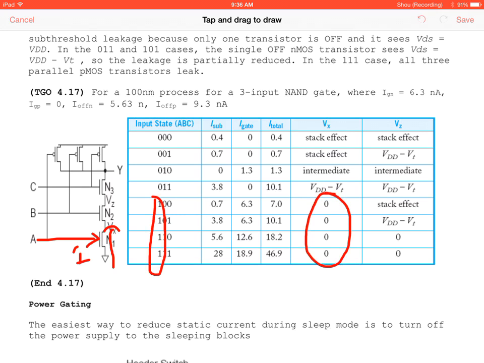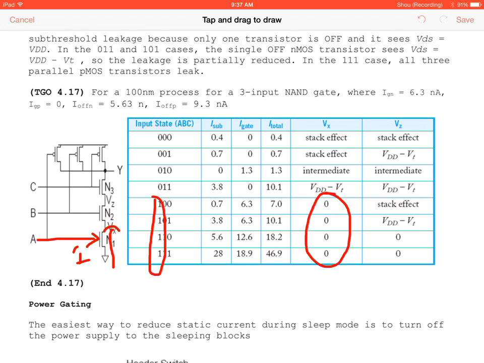That's your threshold voltage. Again, I'm sorry, that's the stack effect. That makes more sense. So when this one is on, that means we have 1, 1, 0. This transistor's on, it allows 0 to go through. This transistor's on, it allows 0 to go through. So now both of these are going to be 0. And this becomes VDD minus VT here.